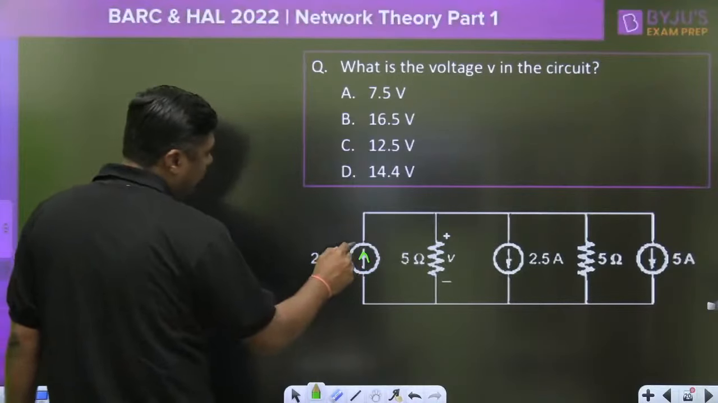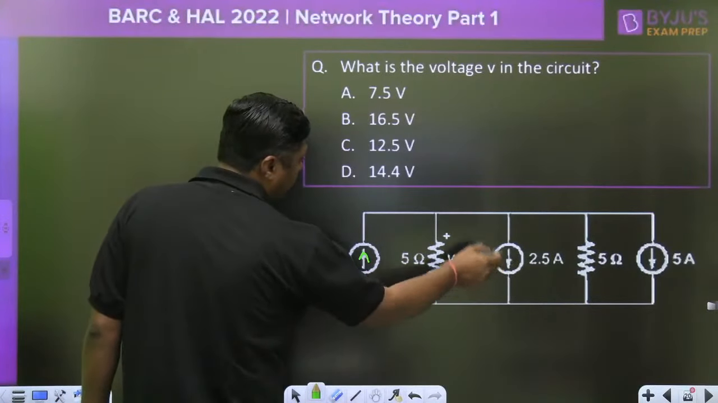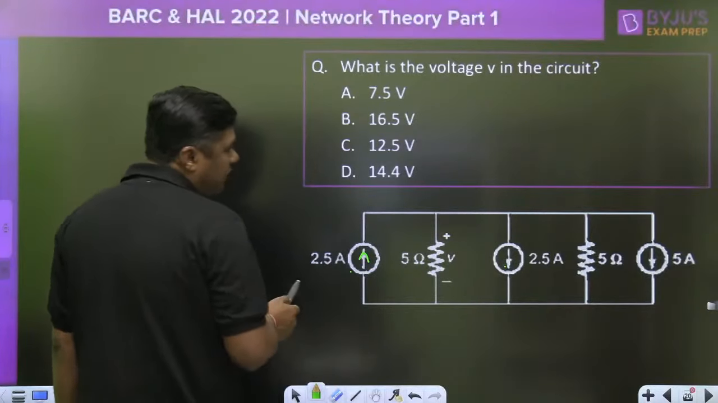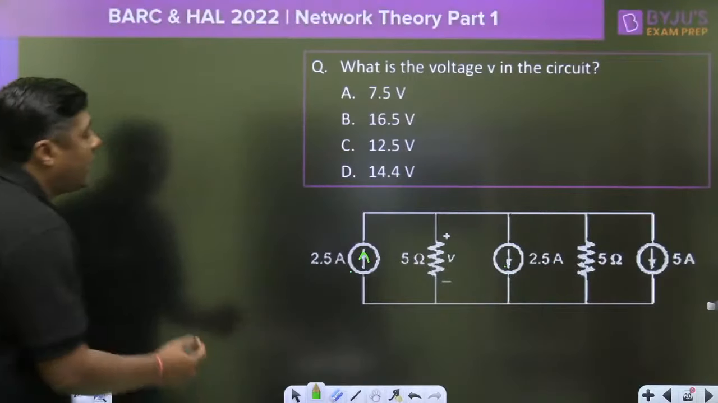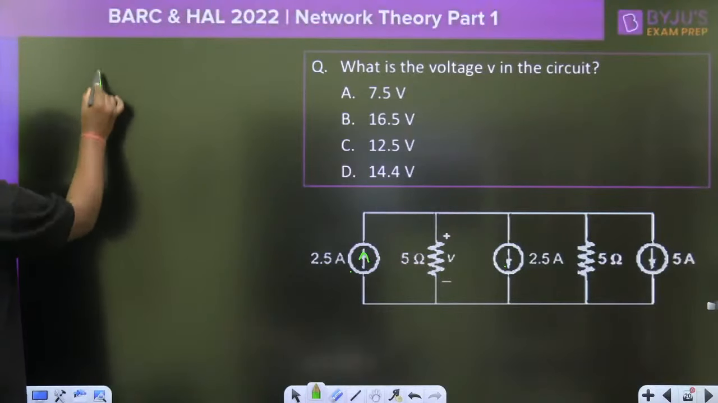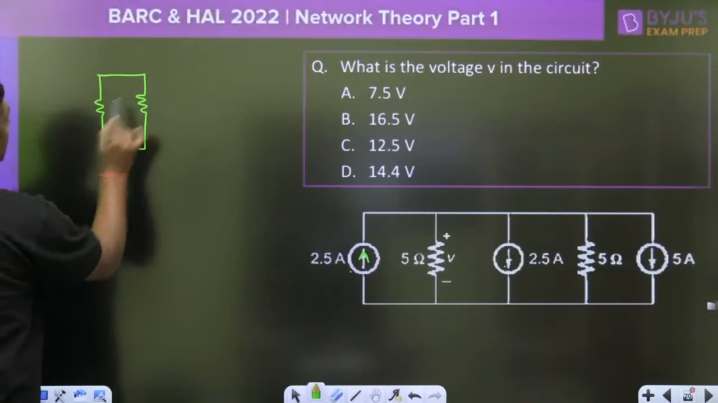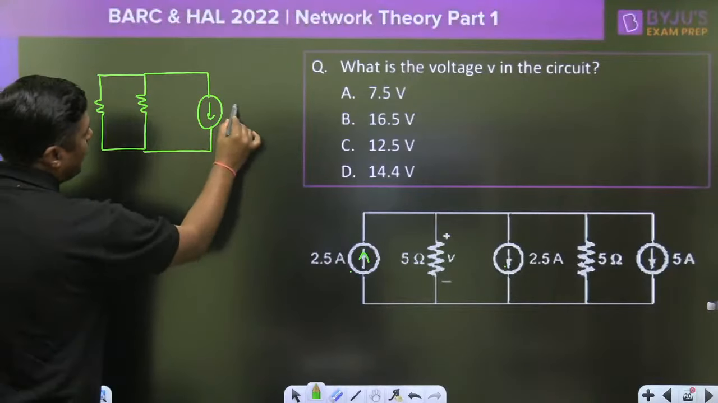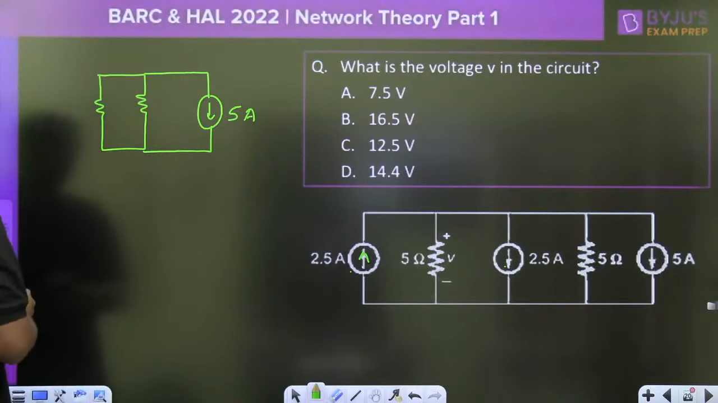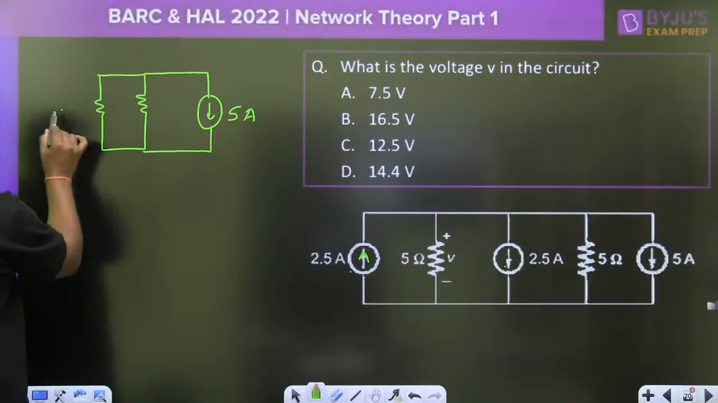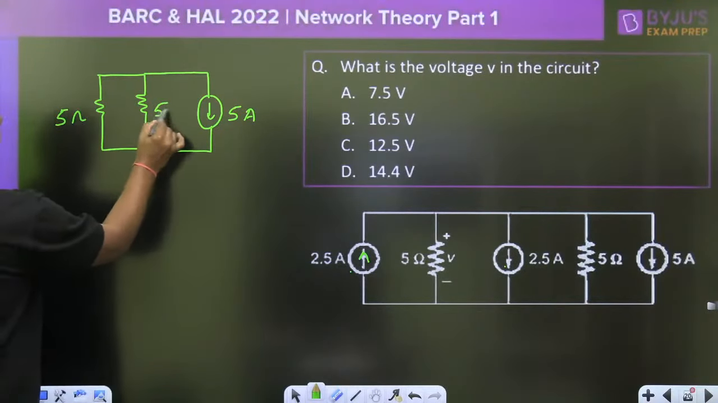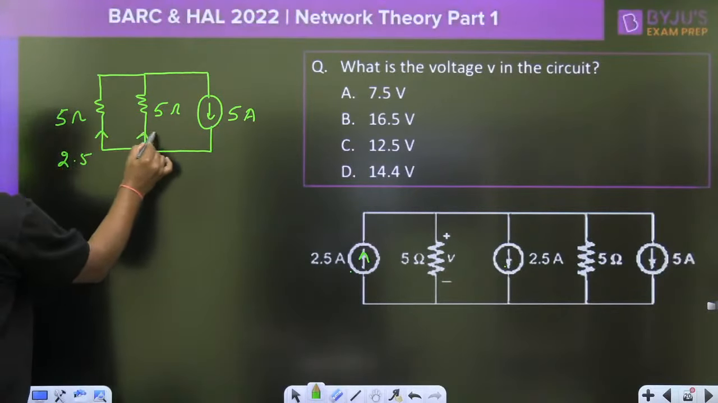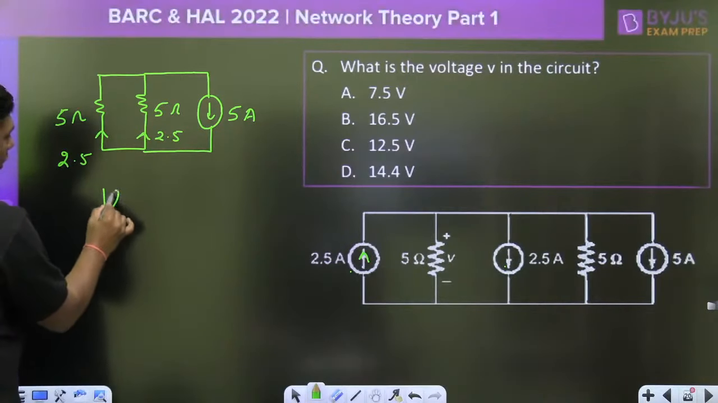When we have different current sources, this is the 2.5, that is the minus 2.5, because it is in the downward direction. So this 2.5 is cancelled by this 2.5. Now we have only the 5 ampere current source and two resistors, 5 and 5 ohm. With 5 ohm and 5 ohm, the current is split in half. What is the current here? 2.5.